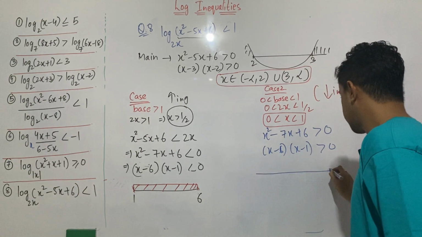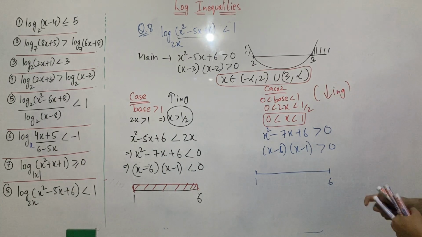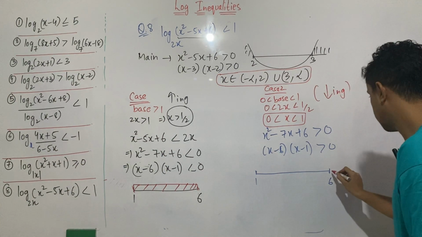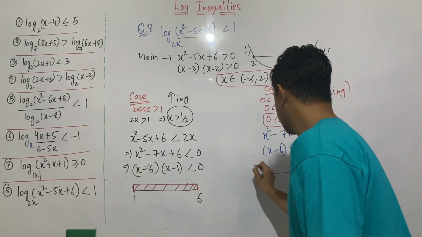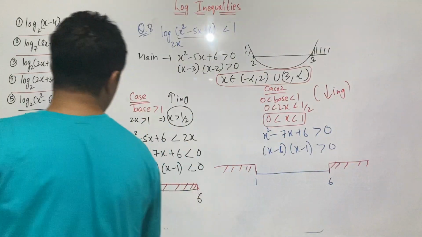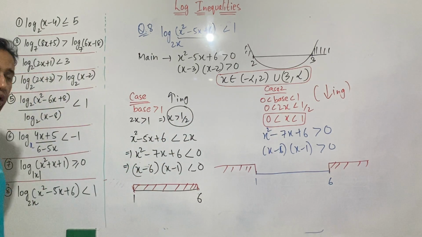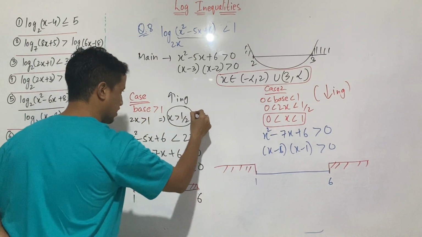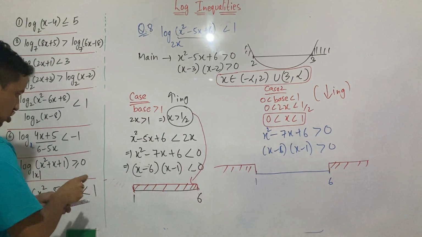So what areas does it represent? The roots are 1 and 6, and greater than 0 represents these areas: 6 to infinity and the other one. Now we forgot to put this condition here: x is also greater than 1 by 2, because that's what it says. So we have to implement this here.